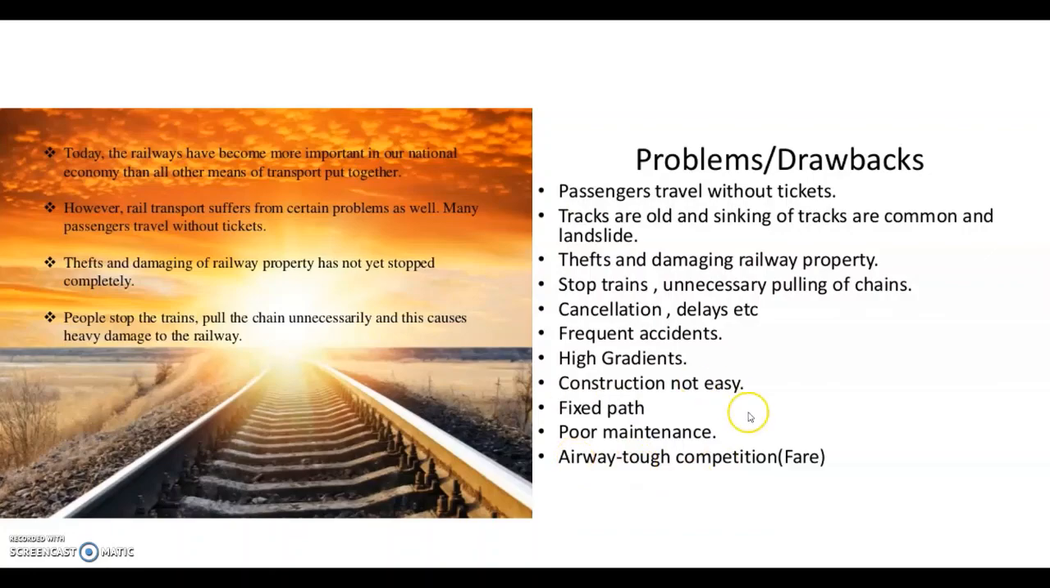Tough competition from airways. So children, let us conclude today's topic by recollecting all the concepts. Which is the principal mode of transportation? Railway. Railway is the principal mode of transportation for freight and passengers in India. And which is the largest public sector undertaking in India?